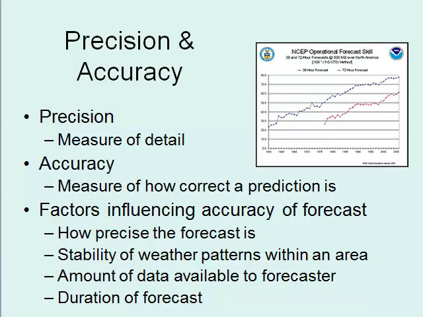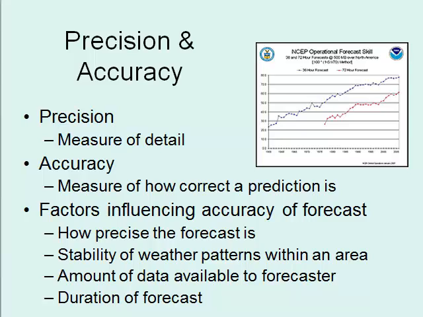The factors that influence the accuracy of forecasts are, first, how precise the forecast is. The more detailed it is, usually the more accurate it's going to be. Second, the stability of the weather patterns within an area. Oftentimes this is why the forecast might be incorrect, because the weather patterns aren't very stable and they're changing rapidly, and that's a hard thing to model. Also, the amount of data available. On the west coast of the US, we don't have a lot of surface data to go off of, so there's a lot of weather buoys and ship data being collected. What we have off to the west of us is the ocean, so we're relying a lot on satellite information.